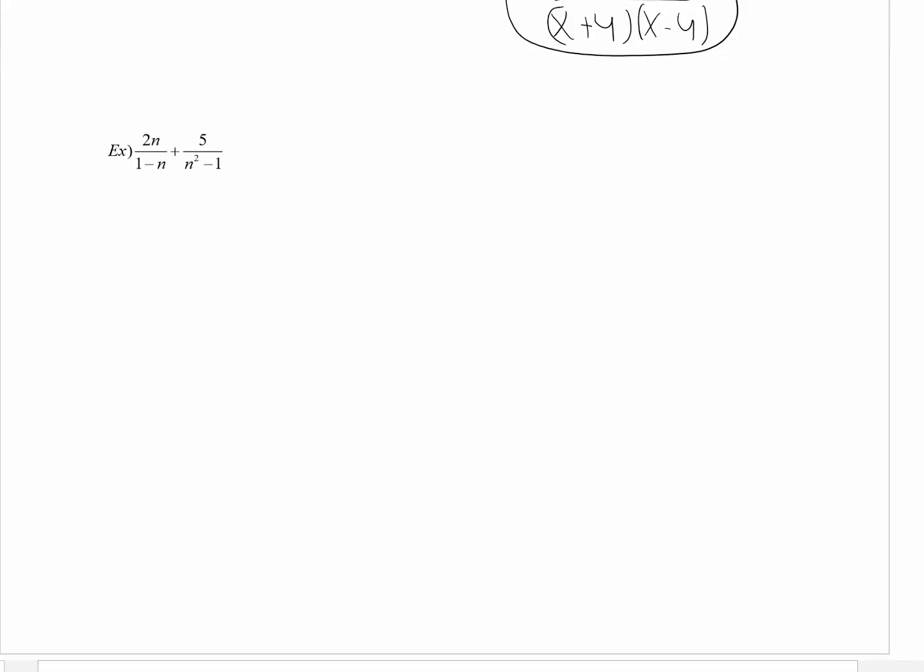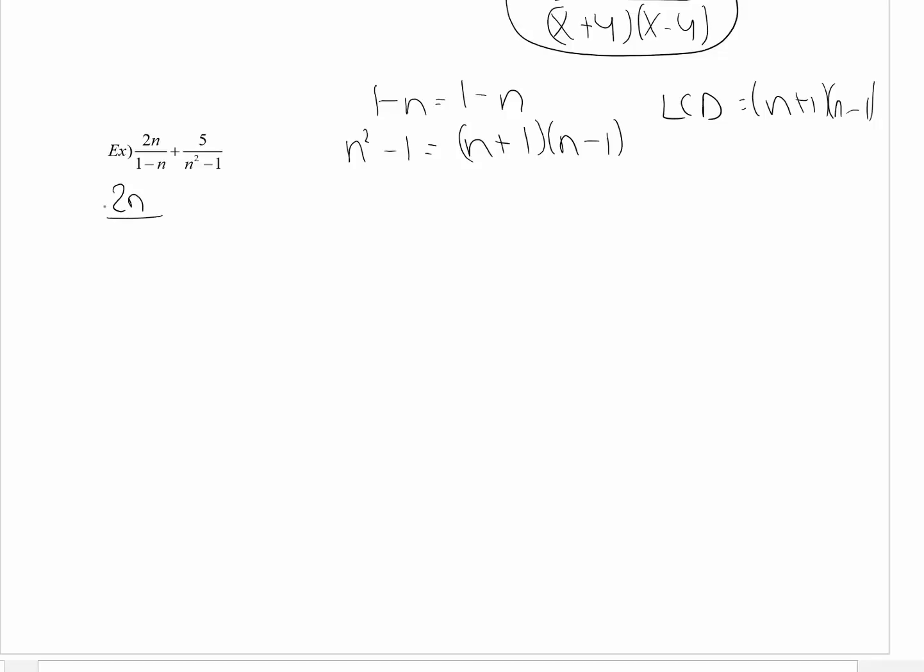So again, we're adding two fractions with different denominators. So the first thing I need to do is determine what the LCD is going to be. But I better factor first. Well, 1 minus n, I can't factor any further. n squared minus 1 I can factor as n plus 1 times n minus 1. Now, my least common denominator will be the n plus 1 times n minus 1. Okay, so I'm going to rewrite now.